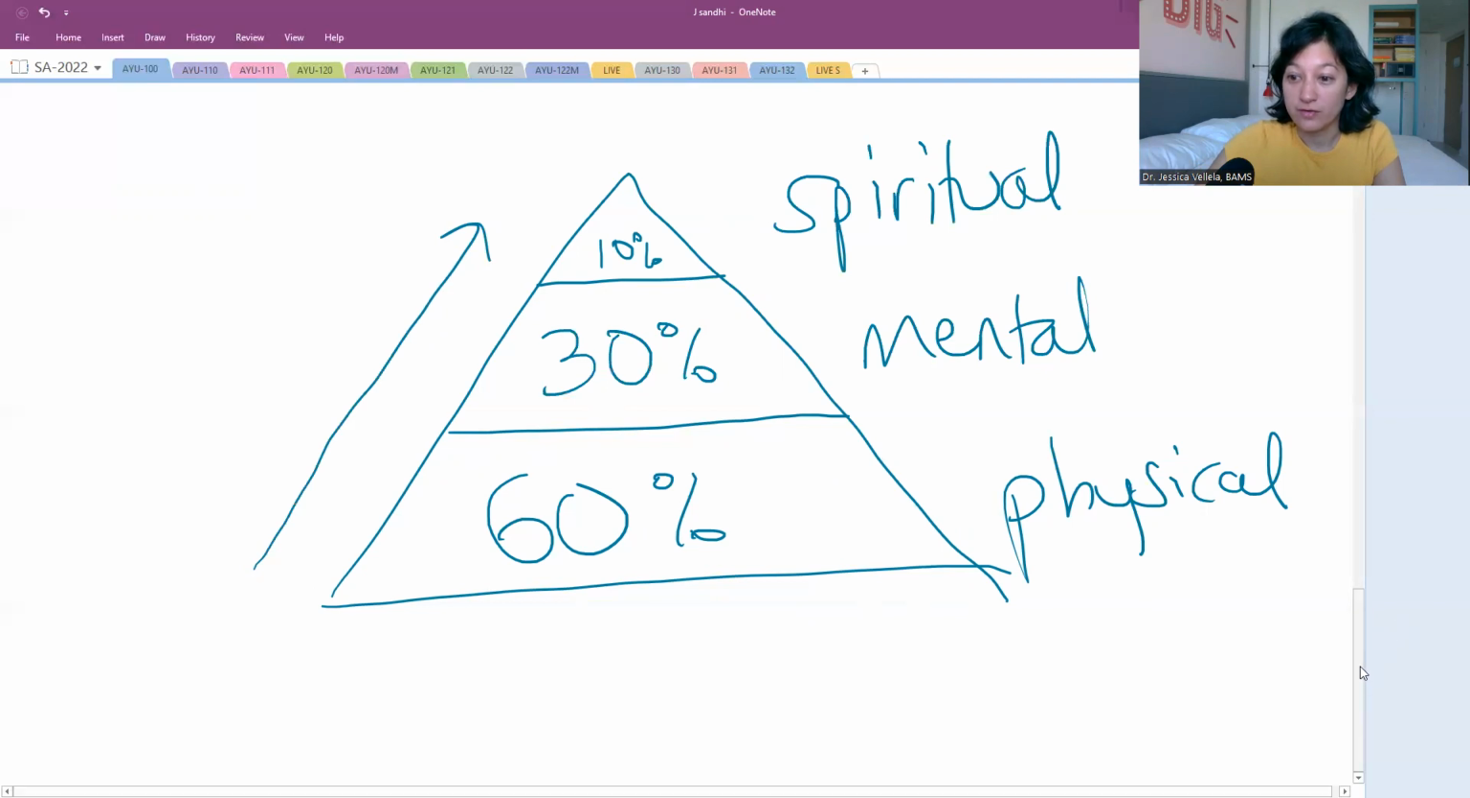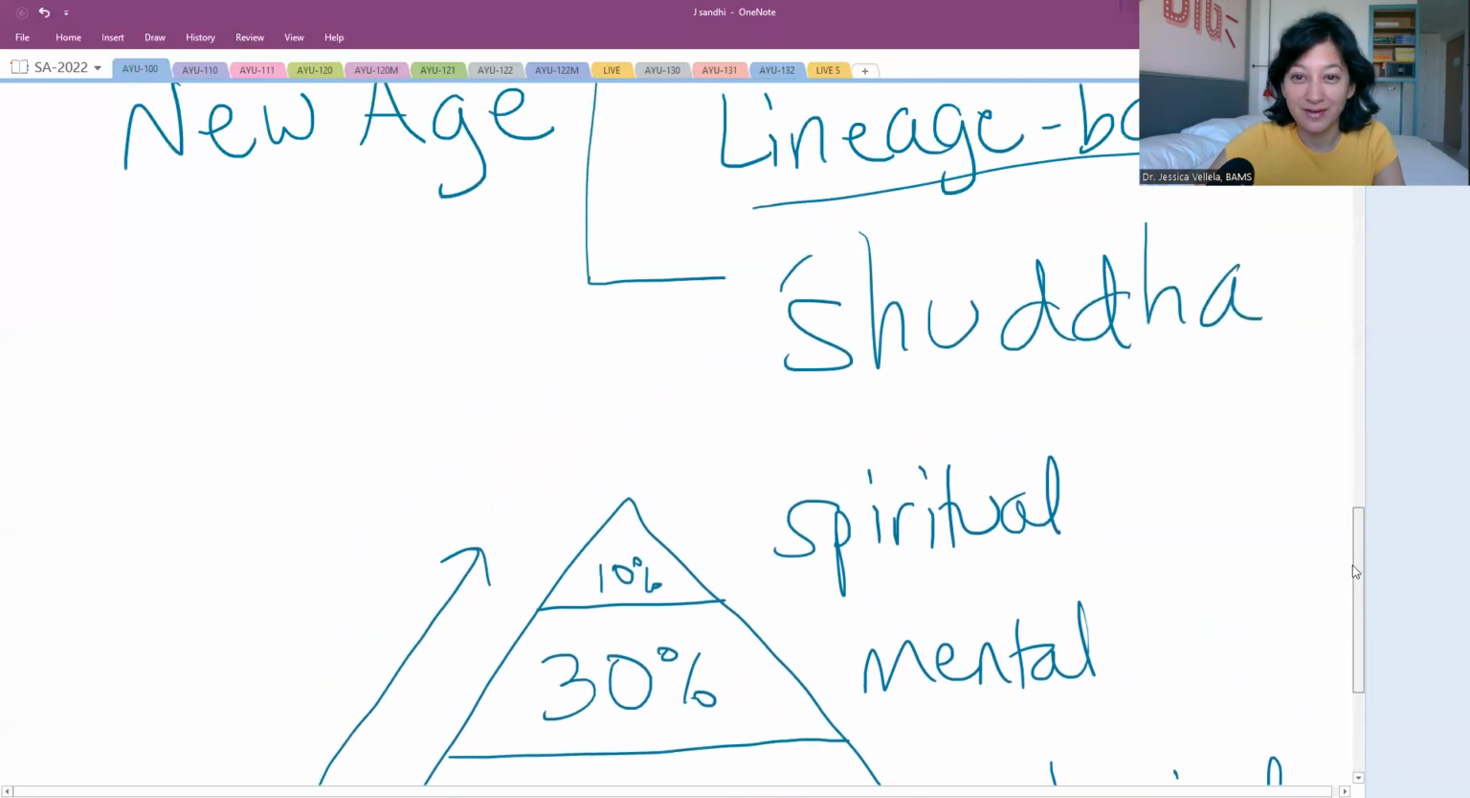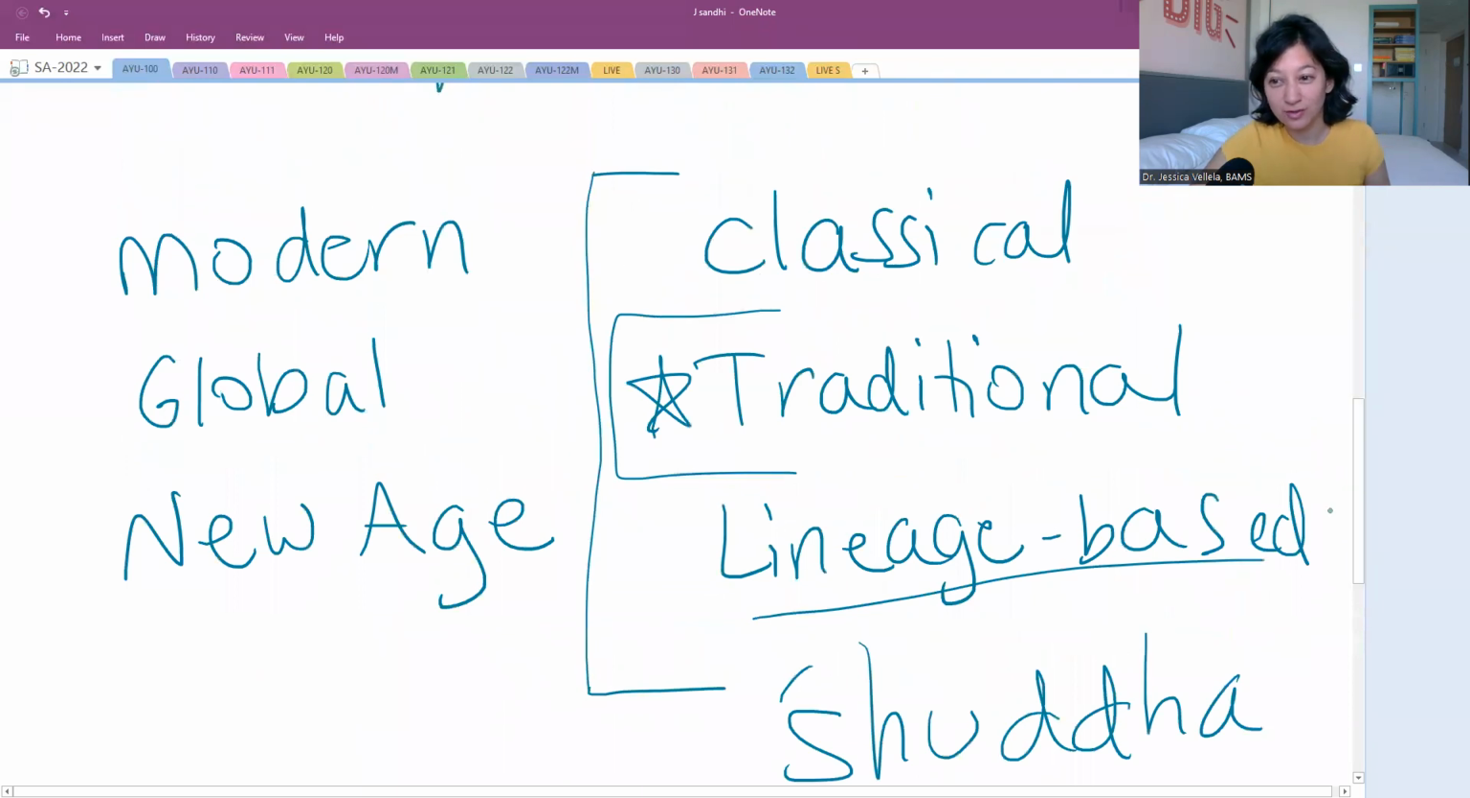So there's a lot of variety in the practice of Ayurveda out there, and I hope that this gives you just a really quick overview. I'd love to talk more about this as well.